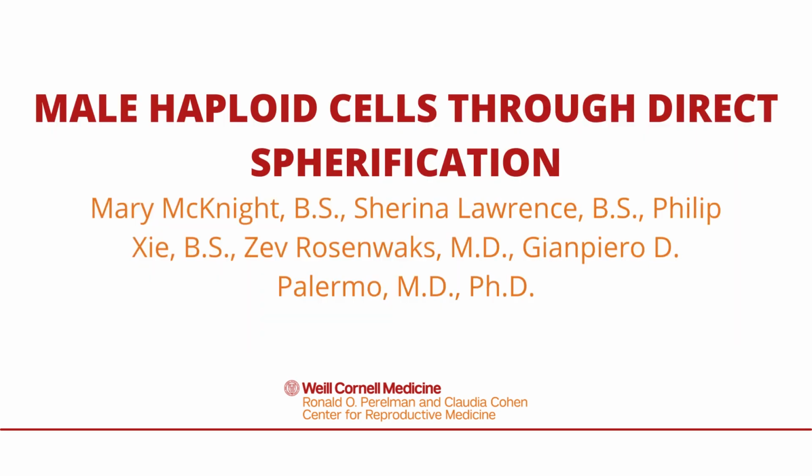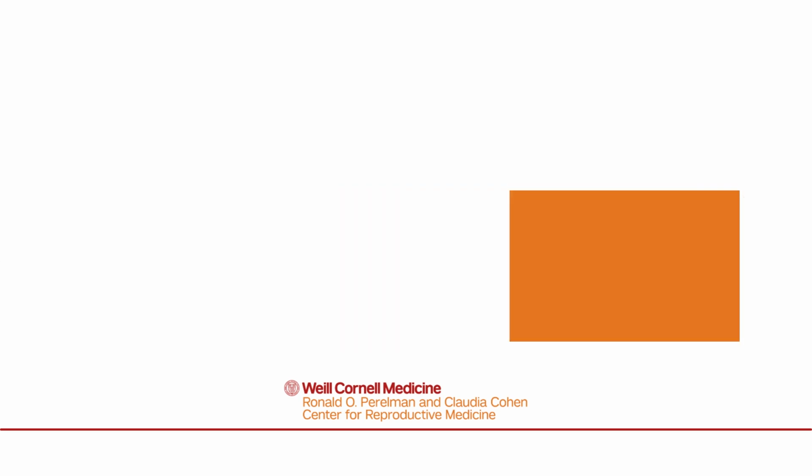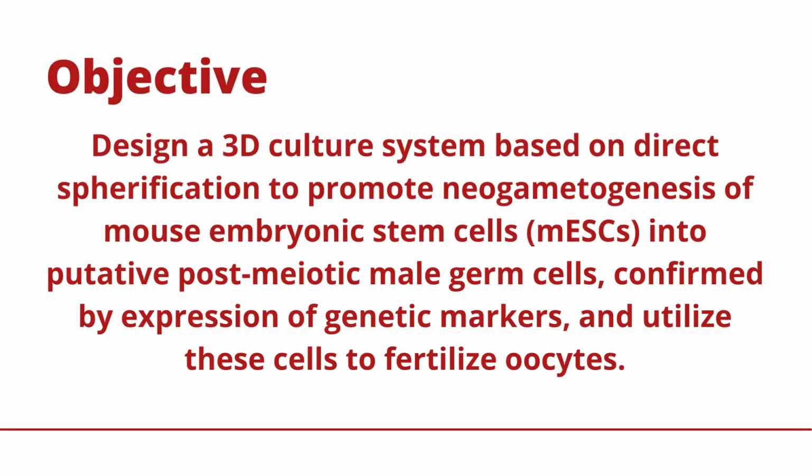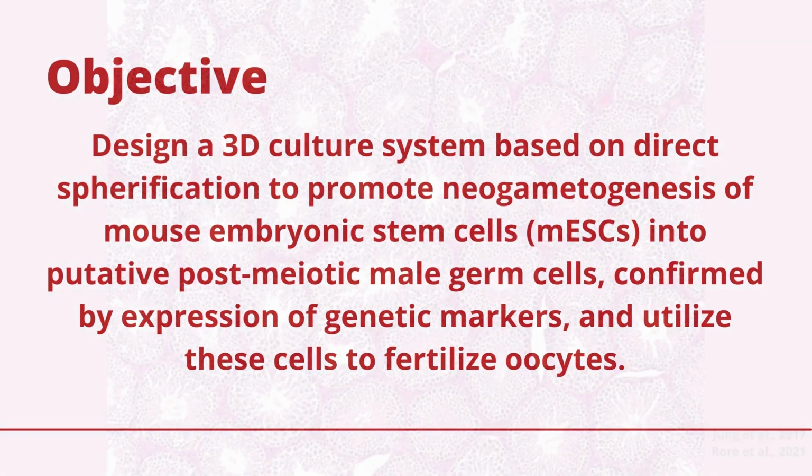Male haploid cells through direct spherification. The objective of this study was to design a 3D culture system based on direct spherification to promote neogametogenesis of mouse embryonic stem cells, confirmed by the expression of genetic markers, and utilize these cells to fertilize oocytes.